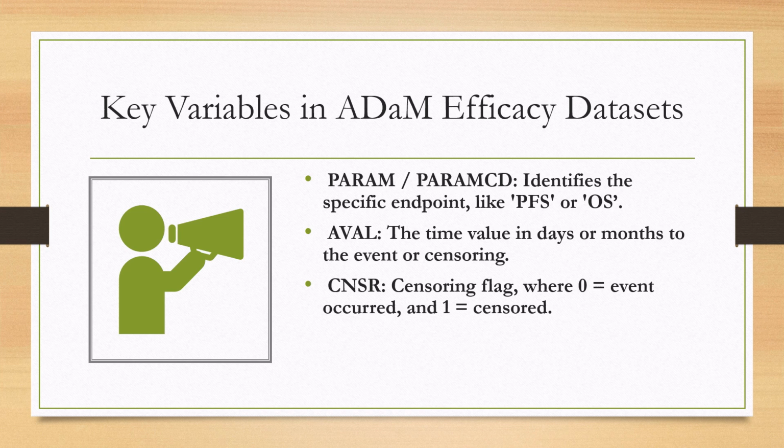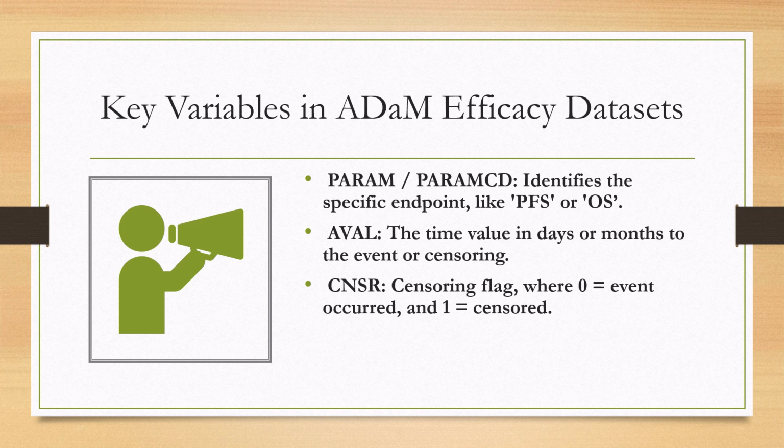To understand this concept, let's take an example where in a clinical trial, let's say there are 100 patients being treated for cancer and we are analyzing the progression-free survival. In this case, patient A has progressed after 6 months, so their CNSR will be 0 and their AVAL is 6 months. Patient B has not progressed by the end of the study period, that is 12 months, so they are censored. Their CNSR will be 1 and the AVAL is 12 months, since they survived without progression for 12 months.